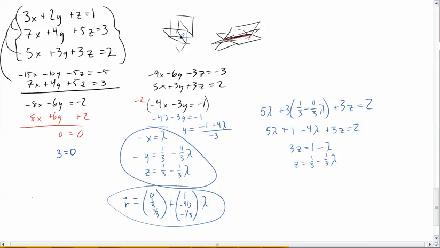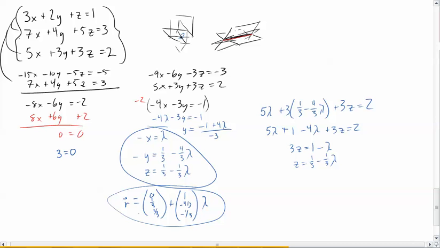If we find an answer, then great, we got an answer, we got an intersection. If something cancels out such that two of the pieces are identical, negative 8x minus 6y equals negative 2 and negative 4x minus 3y equals negative 1, then all you have to do, that means that it's a line intersection, and so you make one of the variables lambda, plug it in, solve for the other two variables, and then you can write an equation.